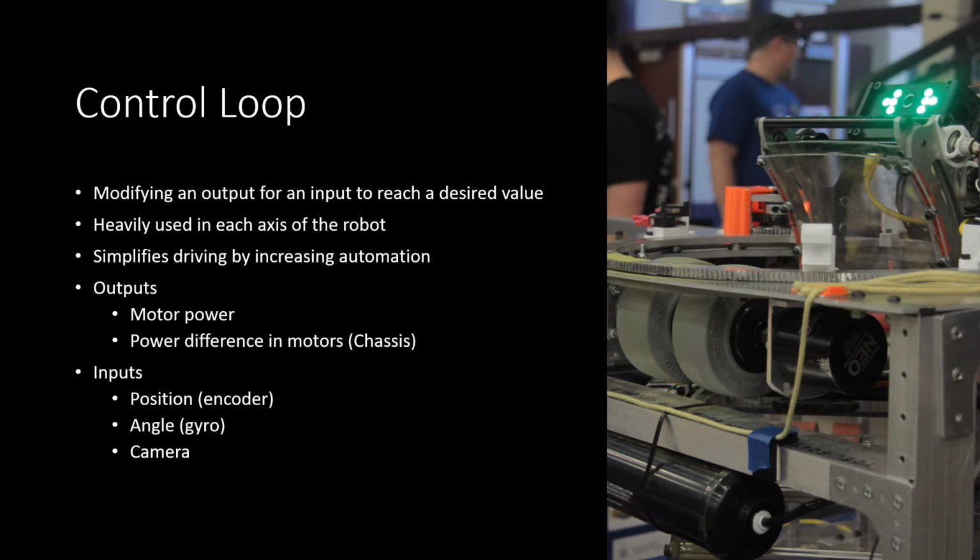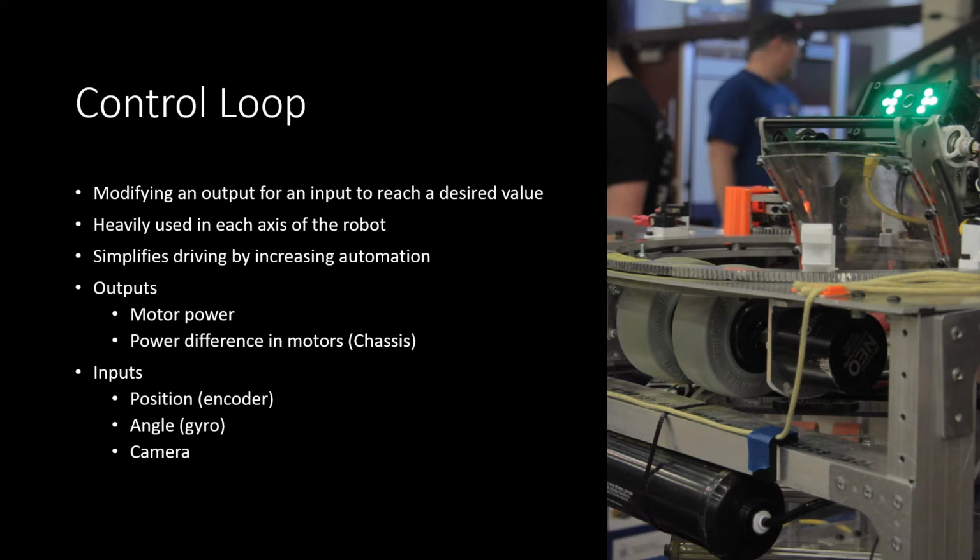This is heavily used in many axes of any robot that we make, and this heavily simplifies the driving by increasing automation. Many of you might have experience driving a robot where it has a really heavy lift arm, and to keep it at a certain height, you have to continuously bump the throttle up a bit, but that's annoying if you want to focus on other things. A PID loop lets you say, I want the arm to stay at this position, and it will stay at that position.